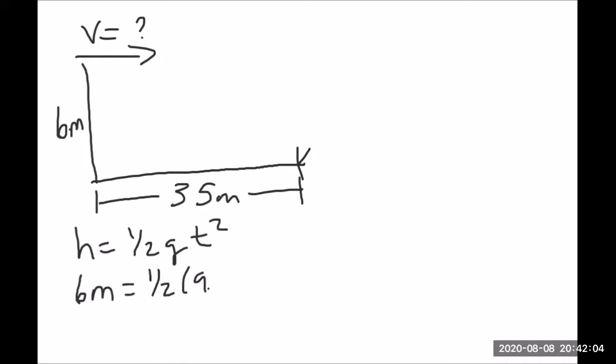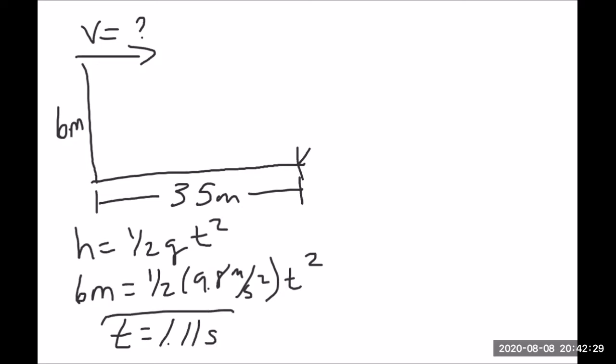1/2 times 9.8 meters per second squared. You should be getting good at this one by now, so I am just going to skip over the steps to save time. And I get 1.1065, so I'm going to say 1.11 seconds is my time. I'm going to leave everything in my calculator though.